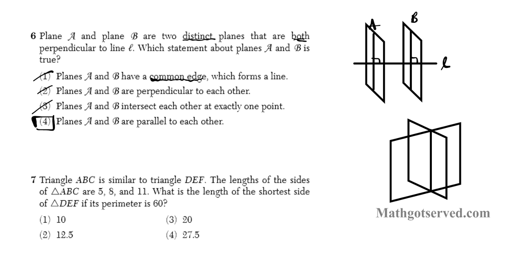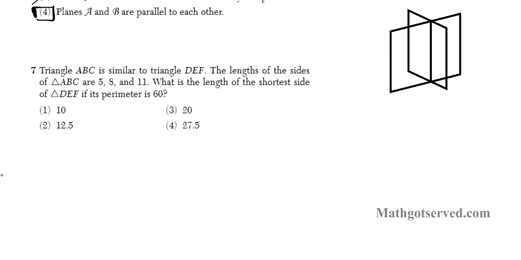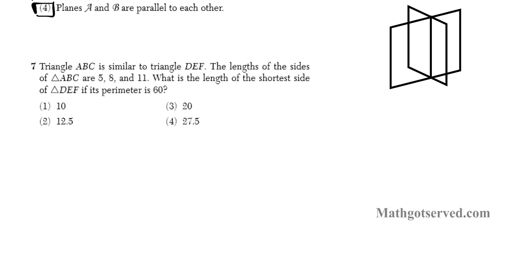All right, let's move on to question 7. It says triangle ABC is similar to triangle DEF. The lengths of the sides of triangle ABC are 5, 8, 11. What is the length of the shortest side of triangle DEF if its perimeter is 60?